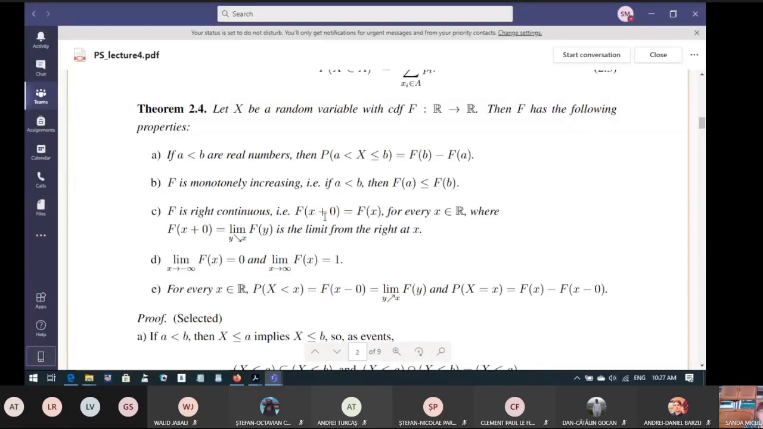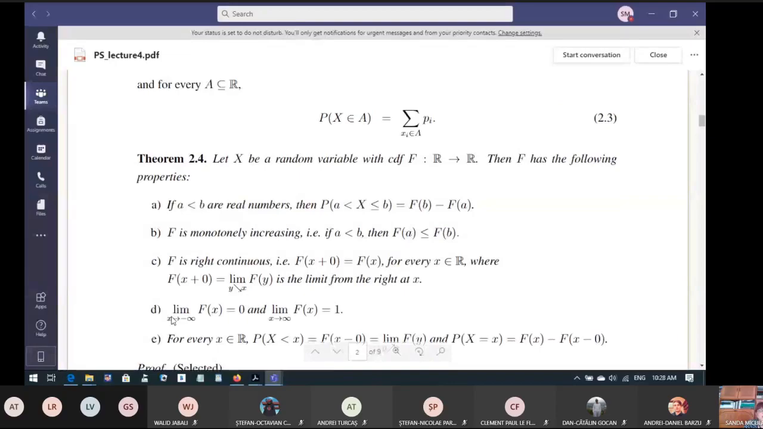I don't know which notation you're familiar with or which one you remember for the limit from the right. This is one such notation, x plus 0, and x minus 0 for the limit from the left. Or we can be more specific and write it down like a limit. So the values do approach x, but from the right. Coming from the right of x, from greater values, they decrease towards x. Okay, so the function is right continuous.